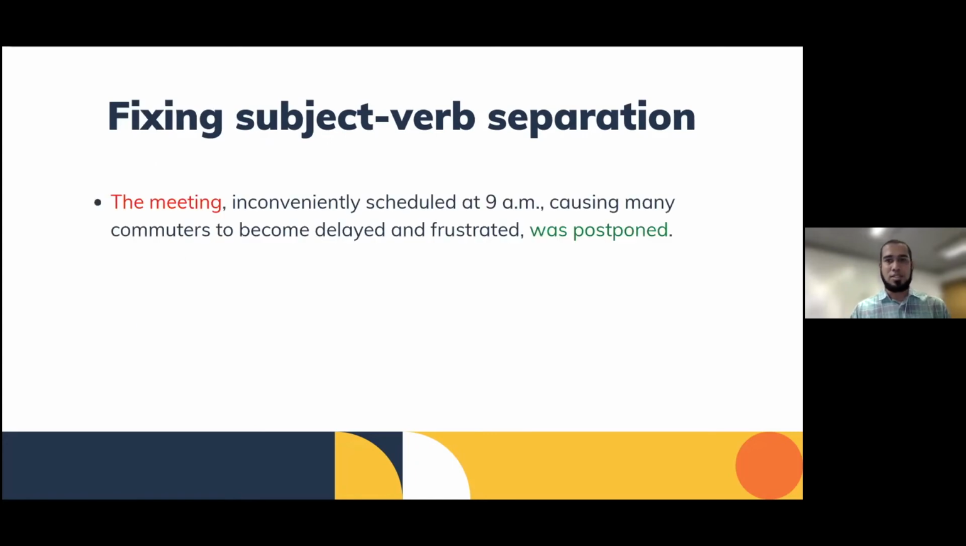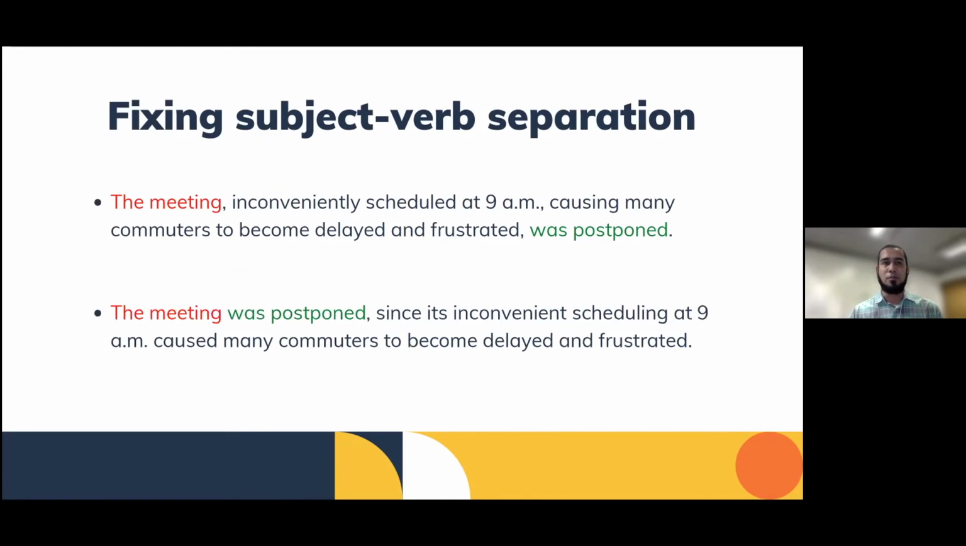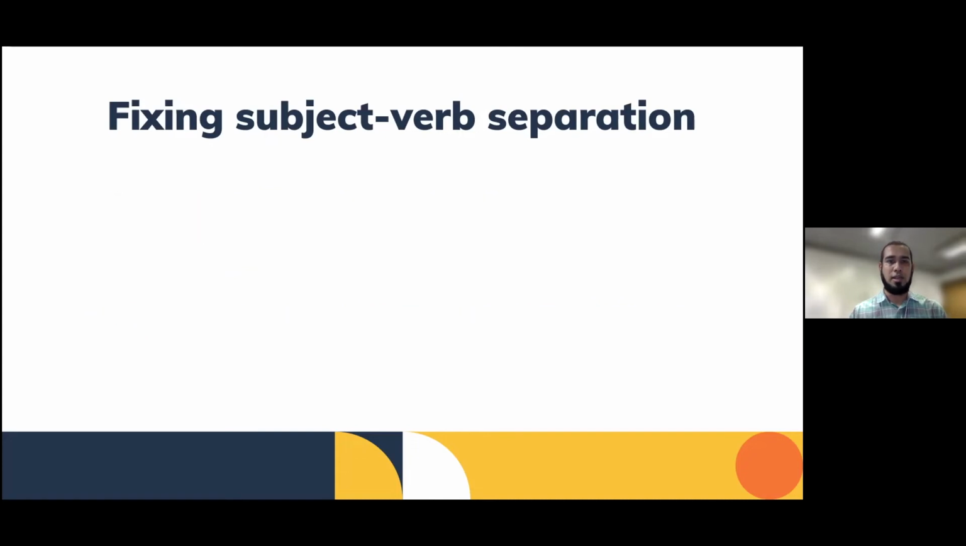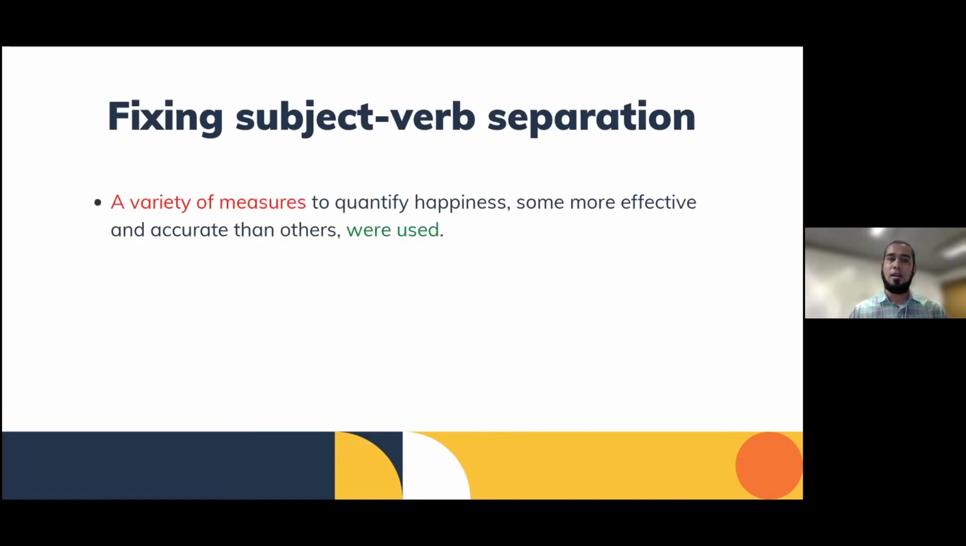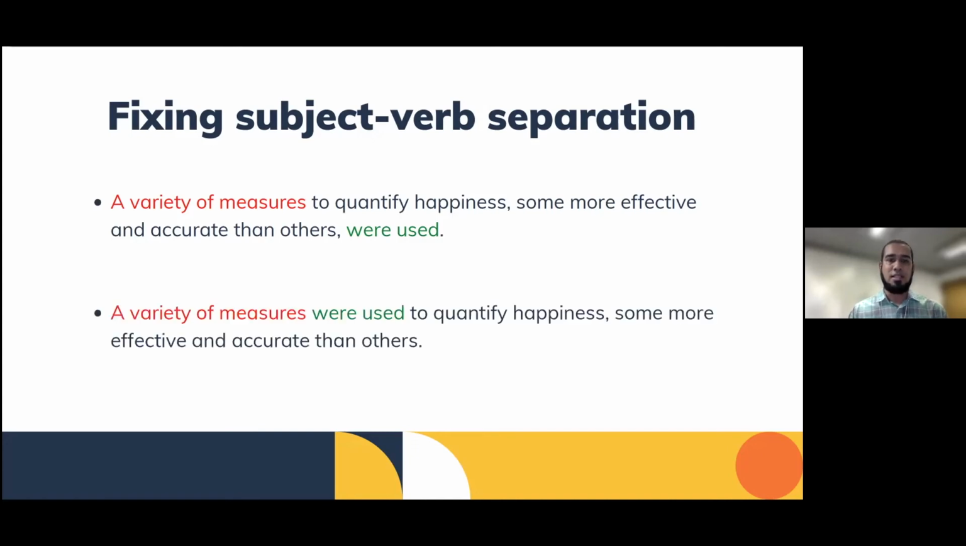So this was the example, and this reads a lot better if you put subject and verb together. The meeting was postponed since its inconvenient scheduling at 9 a.m. caused many commuters to become delayed and frustrated. Similarly here, a variety of measures were used to quantify happiness, some more effective and accurate than others. You could use a separate sentence for that information, but this one looks much better than before.